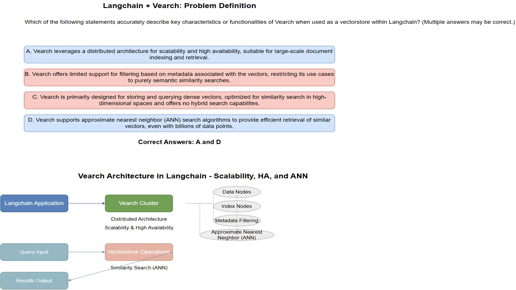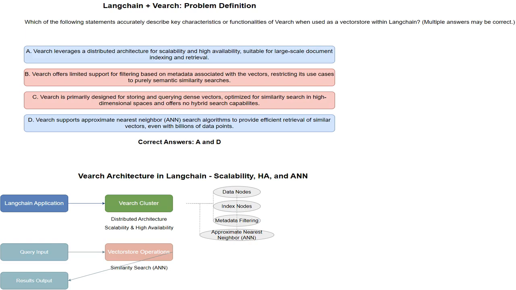Now, the focus shifts to option D, which concerns the search algorithms employed by Vearch, specifically approximate nearest neighbor, or ANN. The evaluation confirms that Vearch utilizes ANN search algorithms, which are critical for achieving rapid retrieval, particularly with large datasets. ANN algorithms prioritize speed, allowing for efficient queries even with billions of vectors, at the cost of some accuracy. Therefore, option D is deemed correct.